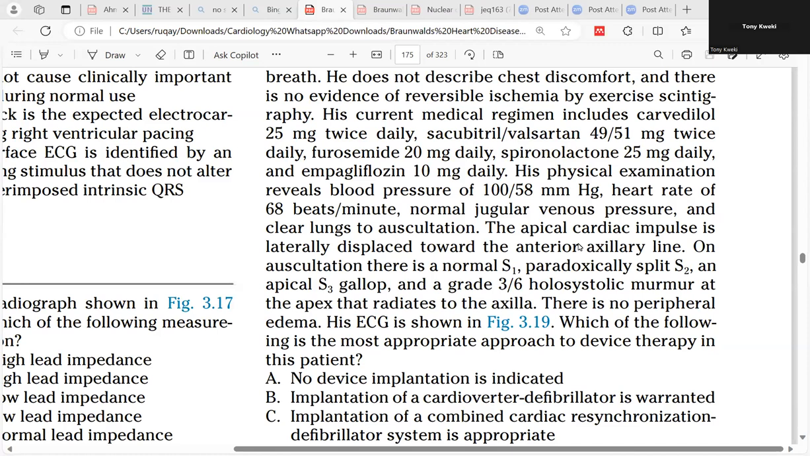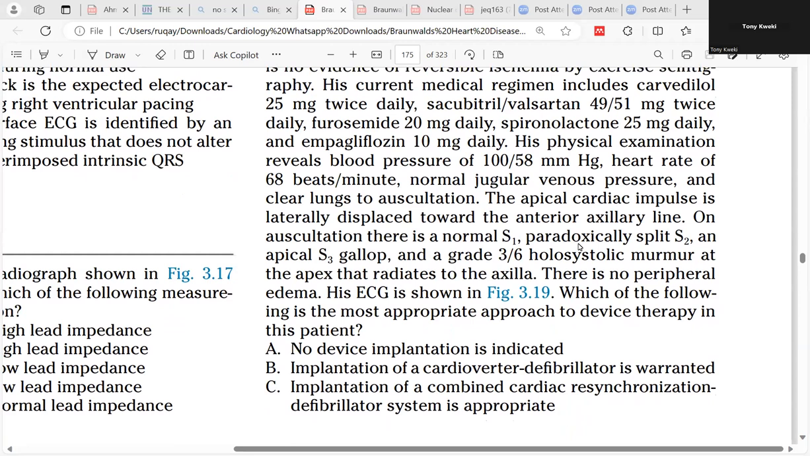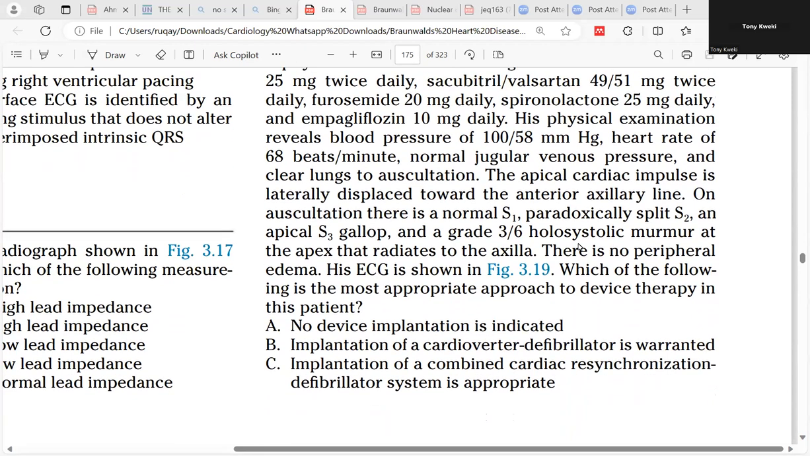All right. The apical cardiac impulse is laterally displaced towards the anterior axillary line. And on auscultation, there is normal S1, paradoxically split S2, an apical S3 gallop, and grade 3 over 6 holosystolic murmur at the apex that radiates to the axilla. There is no peripheral edema. His ECG is shown in figure 3.19. So the question they're asking is, which of the following is the most appropriate approach to device therapy in this patient? Can you scroll to the ECG? Let's take a look at 3.19.